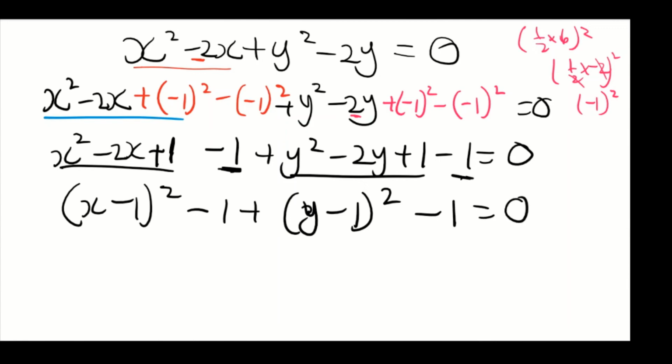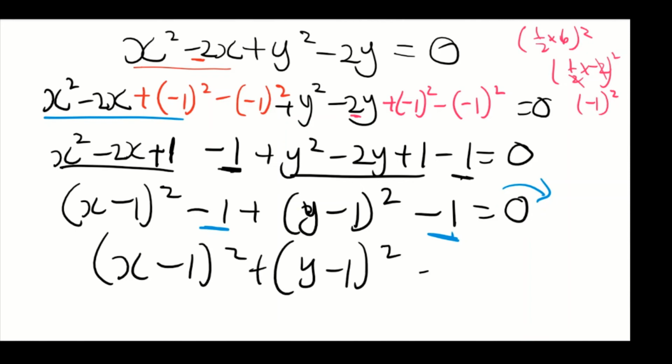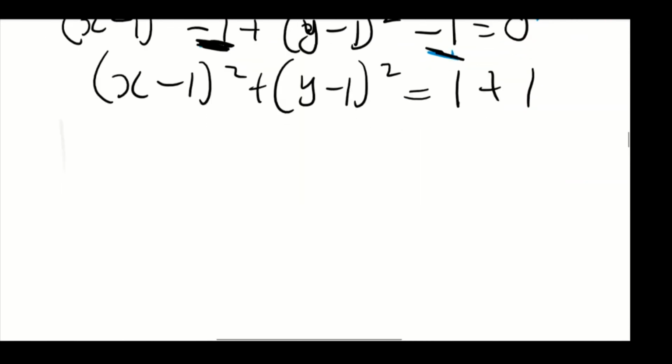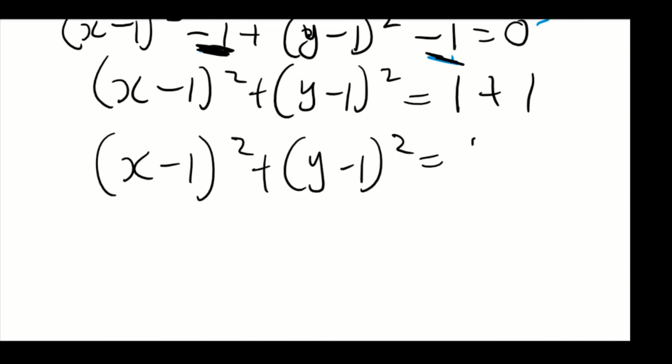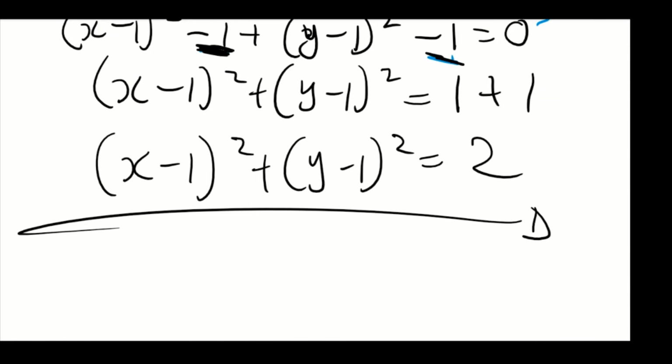So you're just going to transpose this minus 1 and this minus 1 to the other side, and you will remain with x minus 1 all squared plus y minus 1 all squared equals to, so the minus 1 when it goes to the other side is going to be positive 1. I'm just going to write it as 1 plus another 1, because these are negative 1 and negative 1, going to the other side they become positive. So our equation is x minus 1 all squared plus y minus 1 all squared equals 2. So this is our equation with center D.